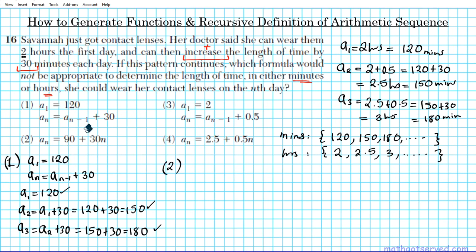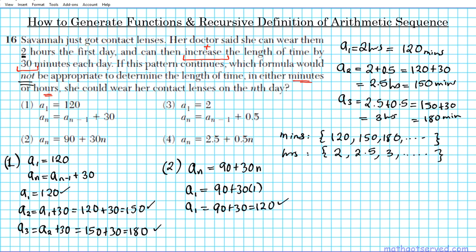Remember, the question asks for which one is not going to be appropriate. So we're looking for the one that fails. All right. For option 2, we have a function: an is equal to 90 plus 30n. Let's test it out. So for the first term, a1 is simply going to be 90 plus 30 times 1. We're going to use PEMDAS, order of operations: 90 plus 30, which is 120.